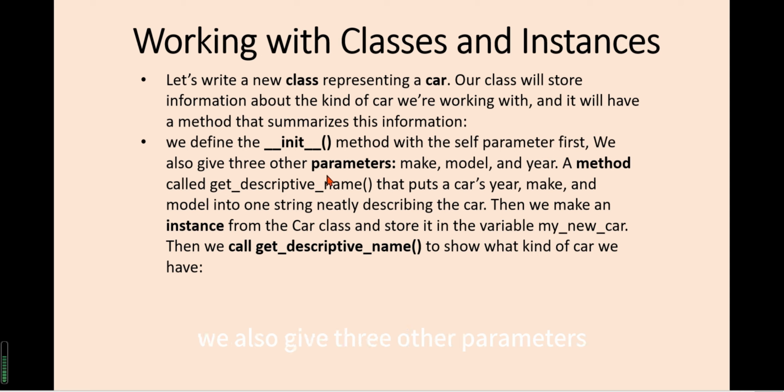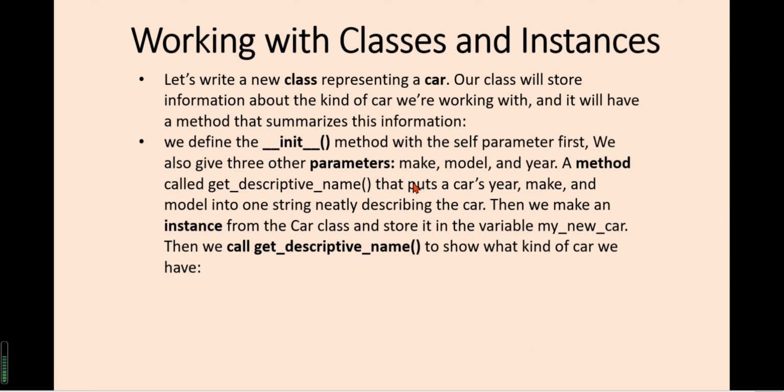We also give three other parameters: make, model, and year. A method called getDescriptiveName puts a car's year, make, and model into one string neatly describing the car. Then we make an instance from the car class and store it in the variable myNewCar. Then we call getDescriptiveName to show what kind of car we have.